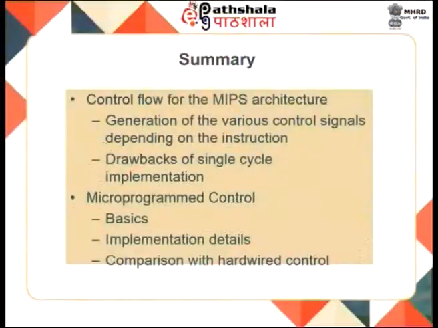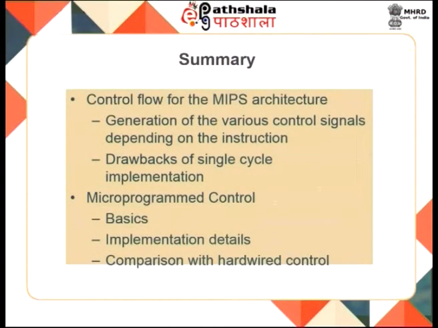In order to summarize, we have looked at the control flow for the MIPS architecture. We have seen the generation of the various control signals for a sample MIPS architecture, which is generated depending upon the instruction, and we also pointed out the drawbacks of the single cycle implementation. Next, we looked at the second type of control that is possible in processors, which is called microprogram control, where we looked at the basics of microprogram control, some details about its implementation, and a comparison with hardwired control.